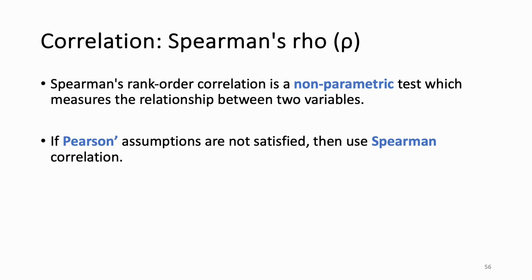So the second correlation test that we can conduct is Spearman correlation, and the correlation coefficient is called rho. And this is actually a non-parametric counterpart of the Pearson's correlation. So if the assumptions of the Pearson's test are not satisfied, then we use the Spearman correlation. So if the data or the samples are not normally distributed or the variances are not relatively similar, then we can use the Spearman correlation.